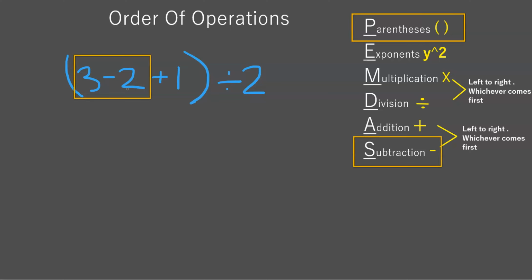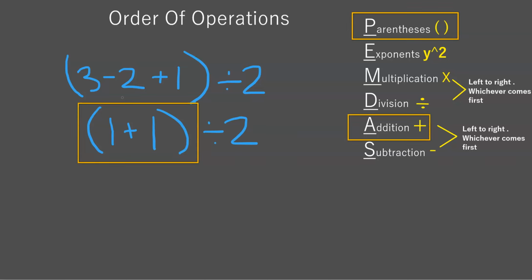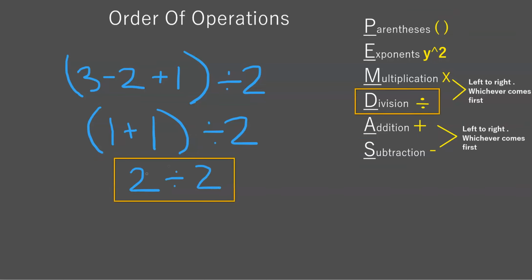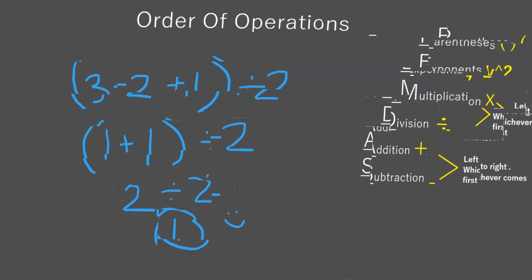And the first thing we do in that parentheses is actually subtraction, 3 minus 2, because again, it's left to right, whatever comes first. So 3 minus 2 is 1, and then we rewrite everything we have left. Now we still have parentheses, and in there is addition. 1 plus 1 is 2. We rewrite what's left, which is 2 divided by 2, and we finish off with division, and our answer is 1.